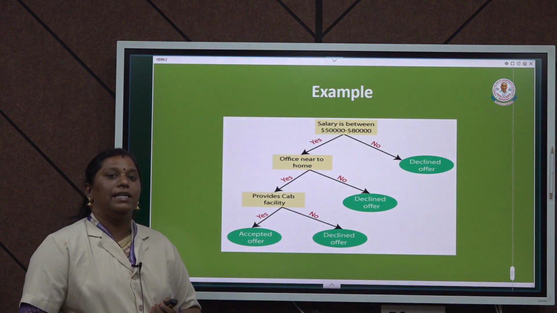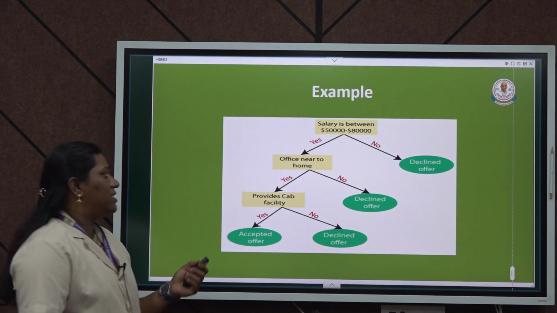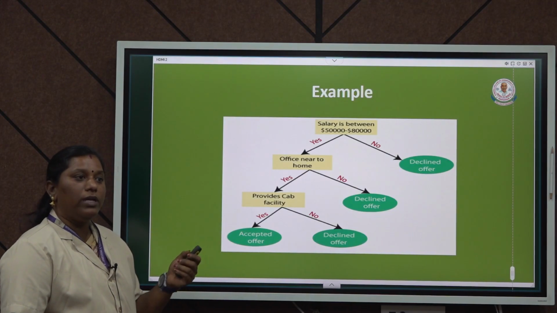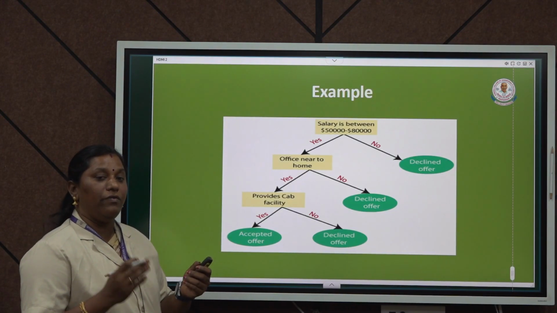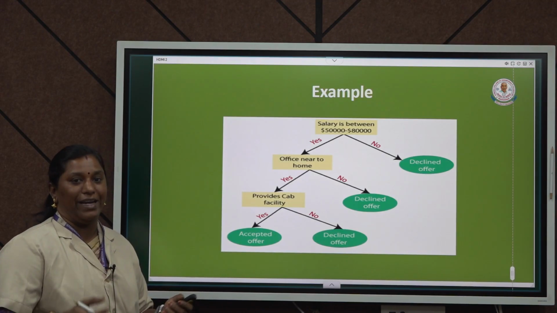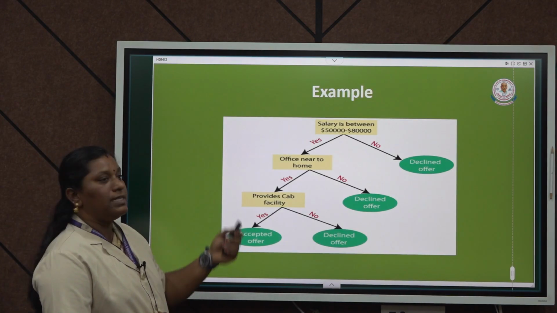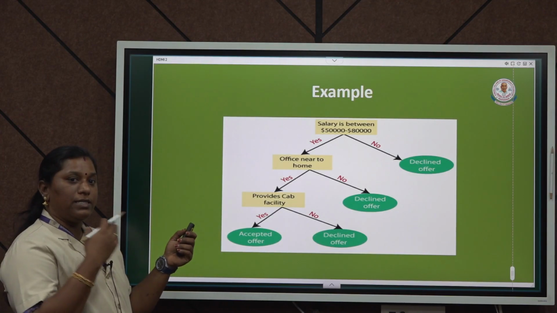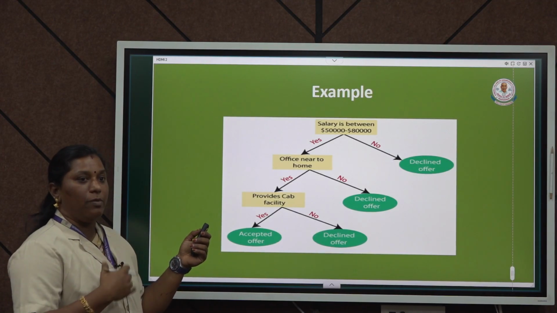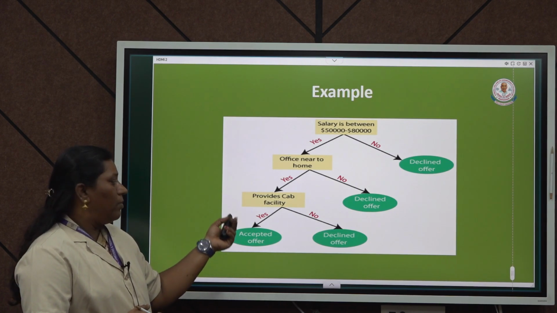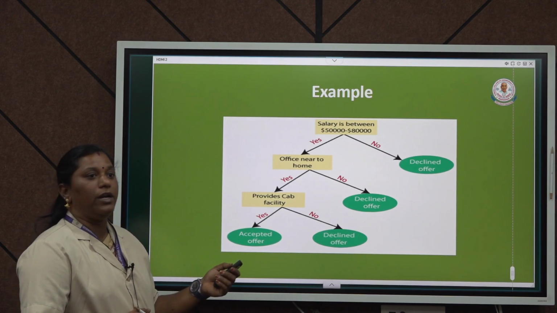Here let us consider one simple example for decision tree classification. A candidate who wants to decide whether he has to accept or reject a job, based on a number of attributes. Here he has considered salary, the distance of his office from his home, and the travel proficiency, whether it is provided or not.